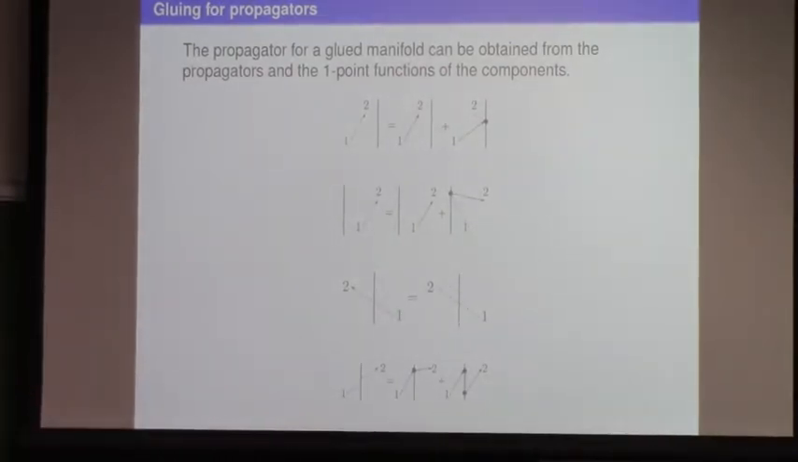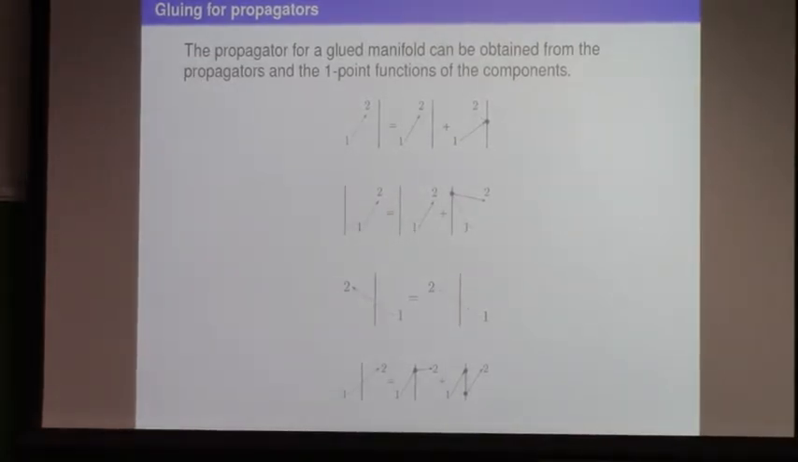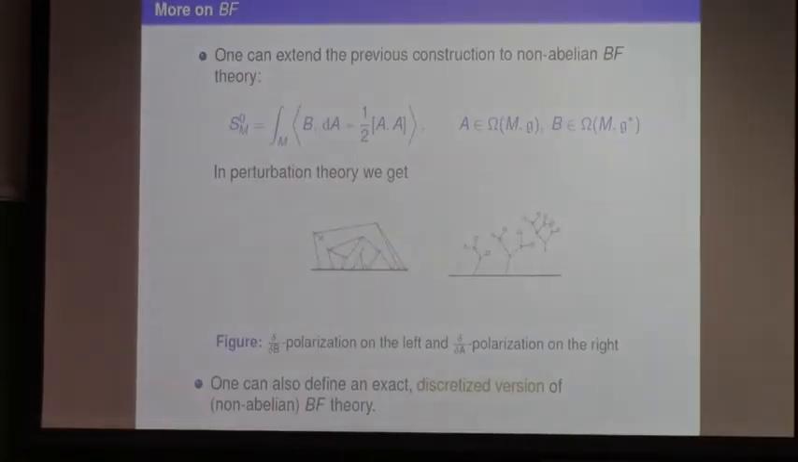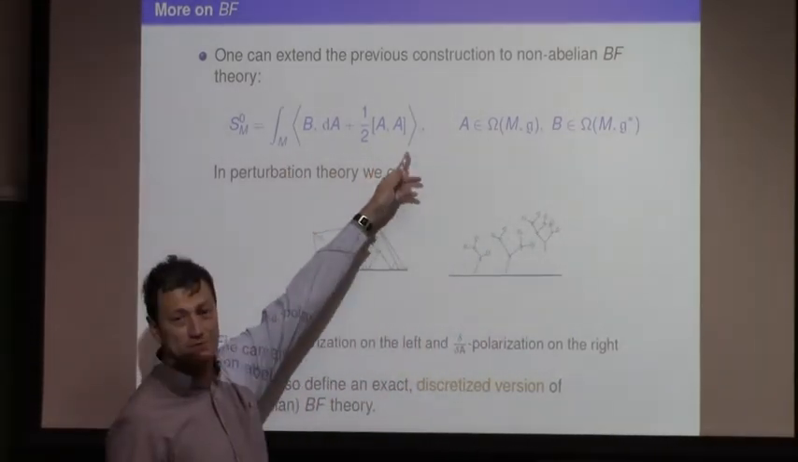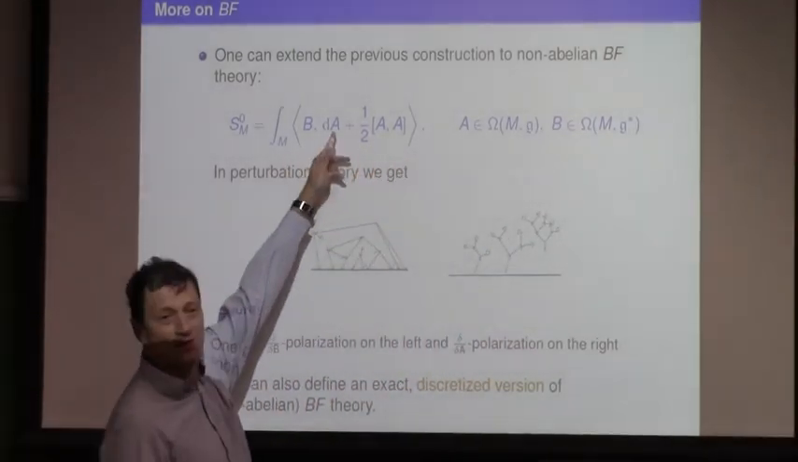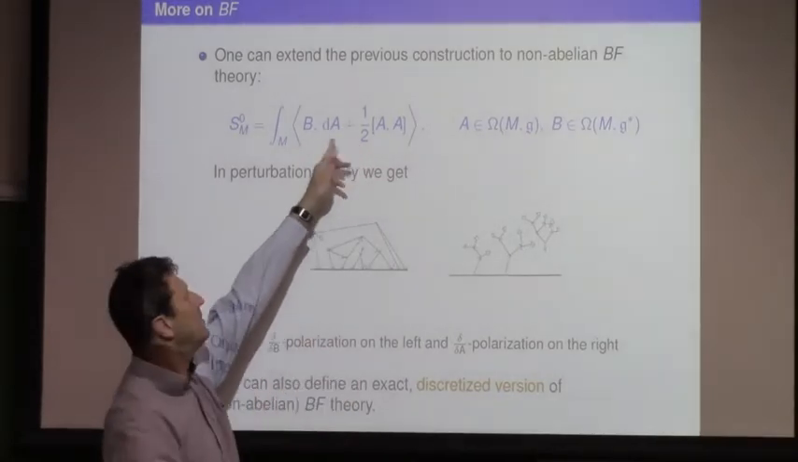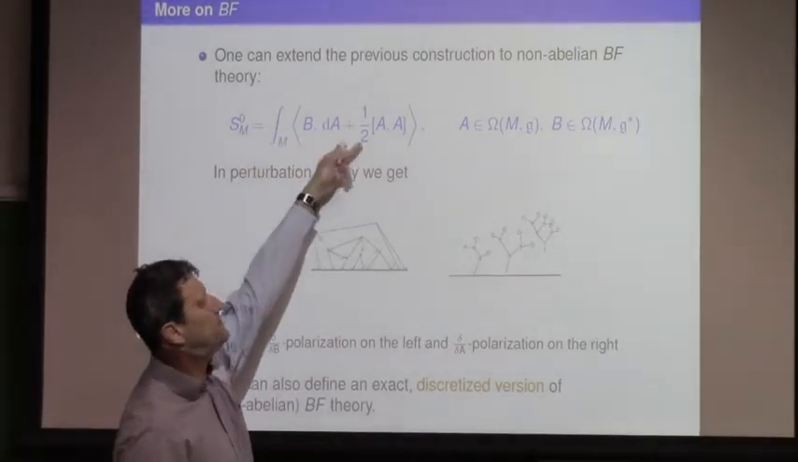And this also is the key point to prove the gluing formula for the perturbation of abelian BF theory. So let me tell you what the idea is. One example is non-abelian BF theory. Here you think of A and B taking values in the algebra and its dual, and you take the whole curvature. So you have a piece BdA, which is what you had before, but in addition you have an interaction term BAA.